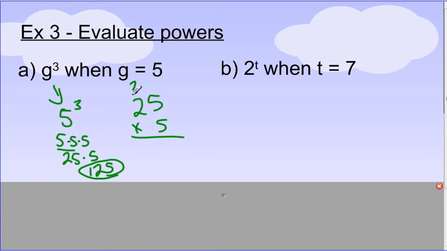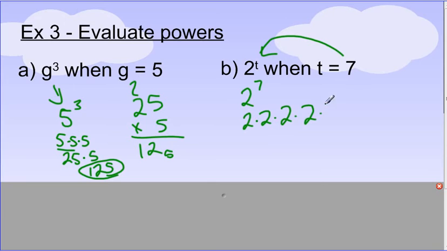5 times 5 is 25. 5 times 2 is 10, plus 2 is 12. See? Letter B. 2 to the 7th power. That's what we'll get when we substitute because t is 7. Now we write it out. 2 times 2 times 2 times 2 times 2 times 2. 1, 2, 3, 4, 5, 6. 7 of them. Now, you work your way across.